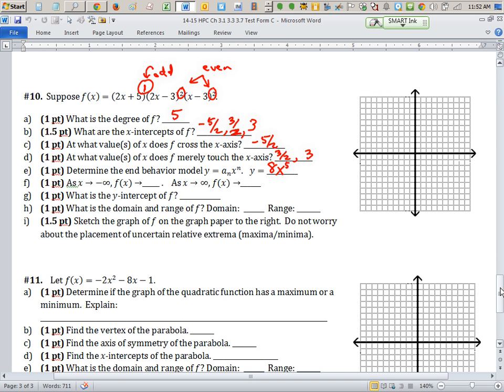Then we can ask, as x gets big, what does y do? Well, if it's an x to the 5th, then it should look like this, technically. So as x goes to negative infinity, y goes to negative infinity. As x goes to infinity, y goes to positive infinity.